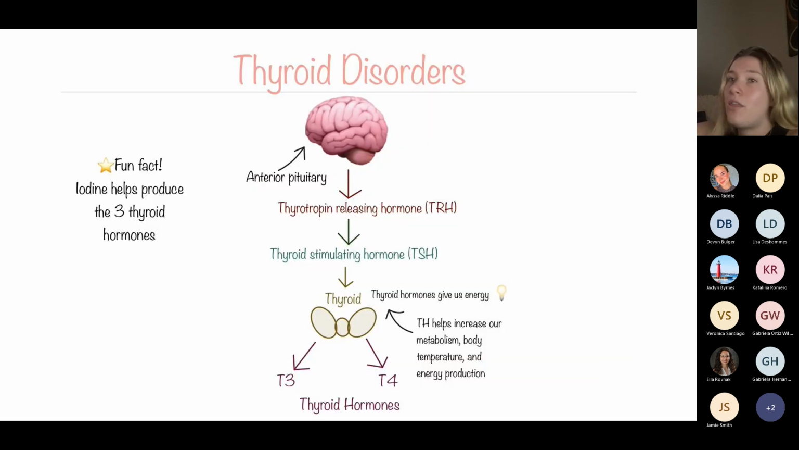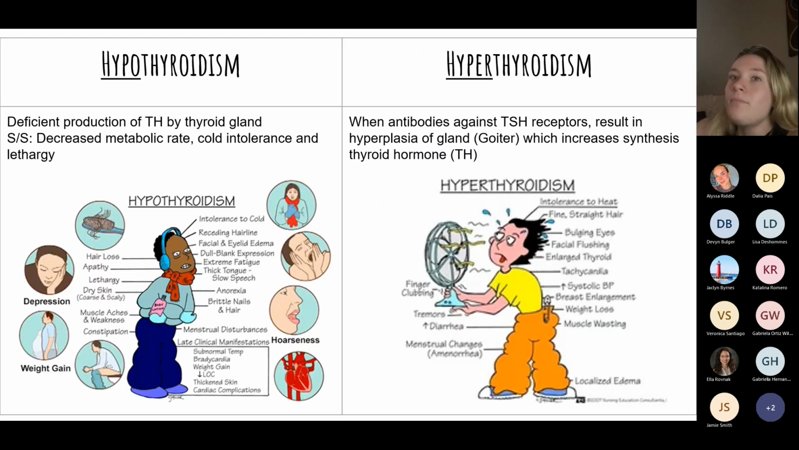Now we're going to talk about our thyroid disorders. Our main thyroid disorders are going to be our hypo versus hyperthyroidism. But what I want you to know, thyroid hormone gives us energy. Okay. So, hypothyroidism, I have a deficient production of thyroid hormone by my thyroid gland.